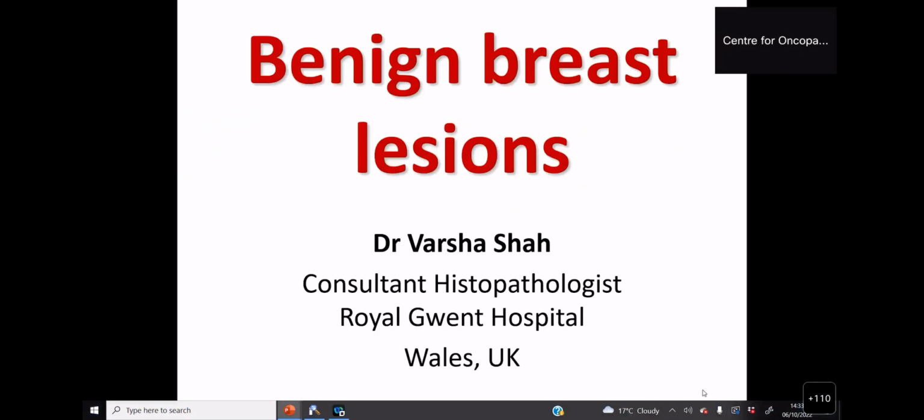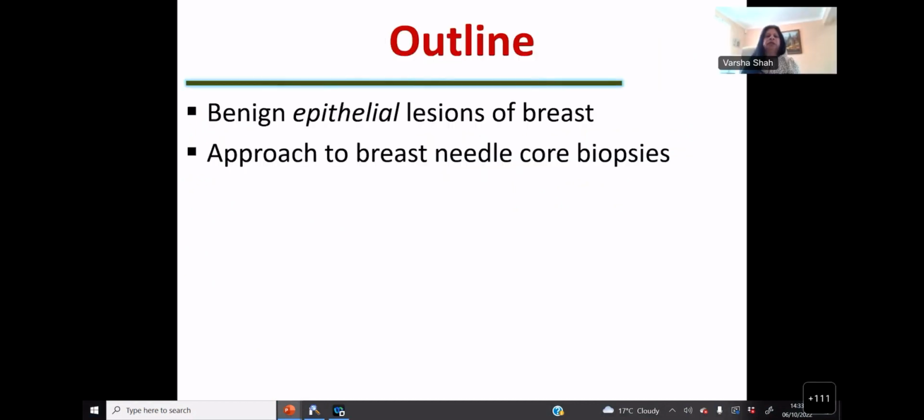Okay. So today's topic is the benign breast lesions. So this is the outline of how I'm going to do. First, I'm just going to talk about benign epithelial lesions of the breast and then move on to how to approach breast needle core biopsies.